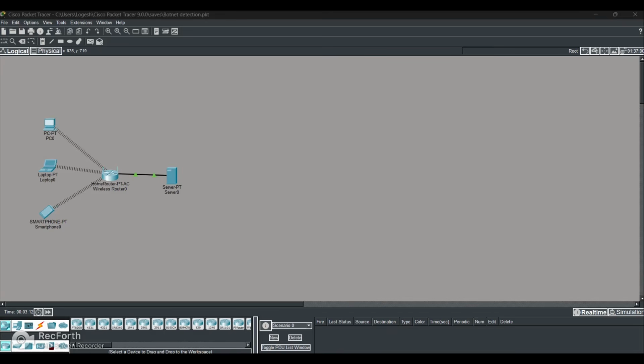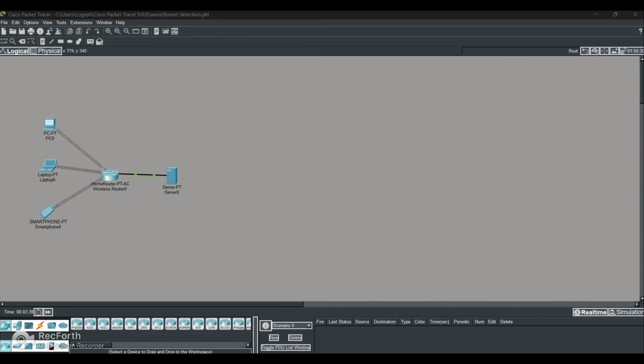So, hello everyone, myself Logesh. Now I will demonstrate the simulation of our IoT botnet detection using Cisco Packet Tracer. As you can see on the screen, we have a simple network setup. It consists of multiple end devices like a PC, laptop and smartphone, which represent IoT or user devices. All these devices are connected to a wireless router which acts as a central communication point in the network.